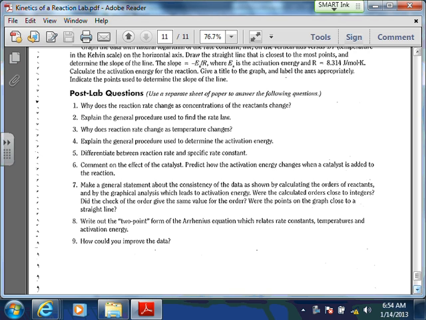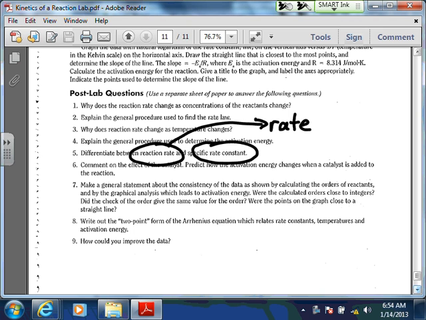Reaction rate is the overall measurement of change in concentration over time. The rate constant does not change unless you change the temperature. So you could maybe talk about when the reaction rate changes versus when the rate constant changes. Reaction rate, they're talking about this. Rate constant, they're talking about this. So you just need to talk about the difference between those two.